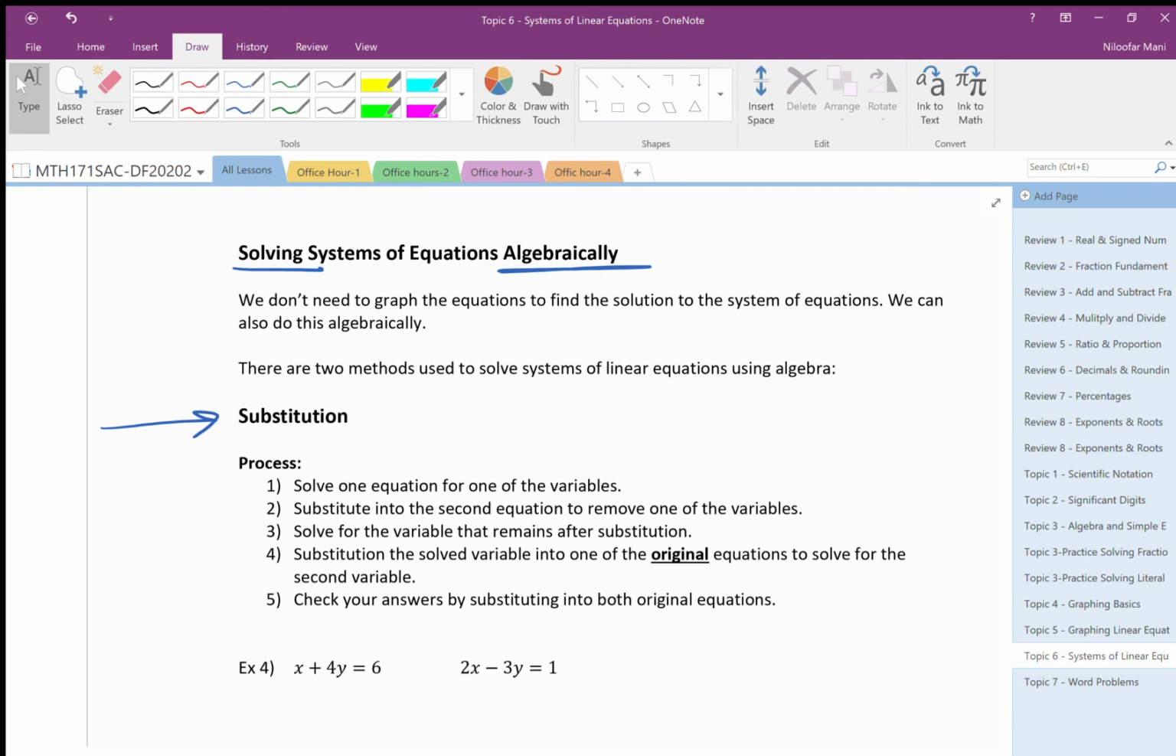But in real cases, in reality, you can use any method that you want. Substitution, elimination, which you are going to see in the future, and solve the system of linear equations with any of these methods.